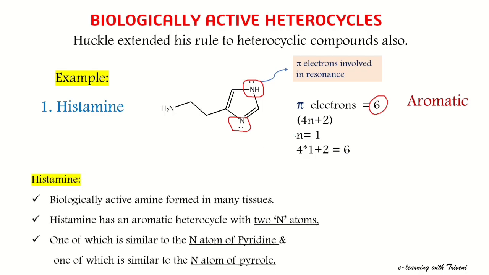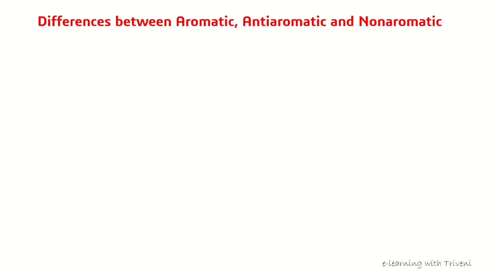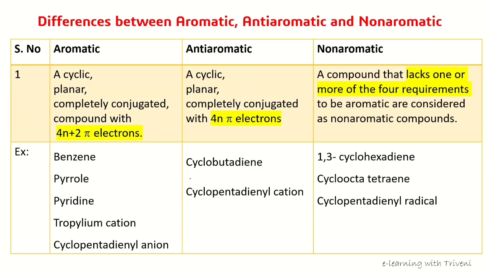Histamine is a biologically active amine, and it is formed in many tissues. Histamine has an aromatic heterocycle with 2 nitrogen atoms, and one nitrogen atom behaves like pyridine and the other nitrogen atom behaves like pyrrole. Once again, a fast recall of the differences between aromatic, anti-aromatic, and non-aromatic.